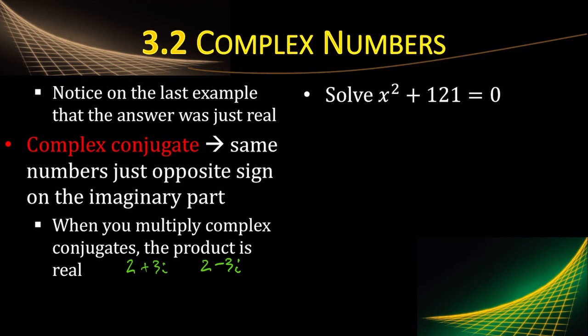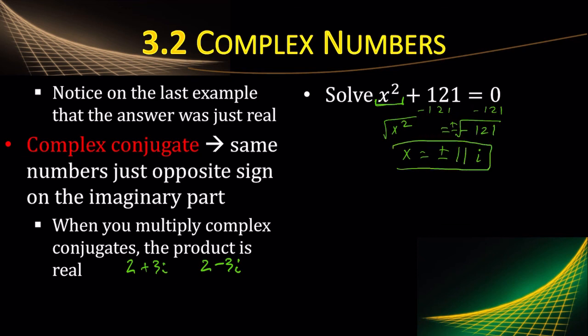We do have some solving. Notice, to solve this one, the x squared is the only place where there's x, so you could probably solve by taking a square root. So I'll subtract the 121. So x squared equals negative 121. And then I'll square root. Don't forget the plus and minus. So x is plus and minus. The square root of the negative is i, and the square root of 121 is 11. So x is plus and minus 11i.